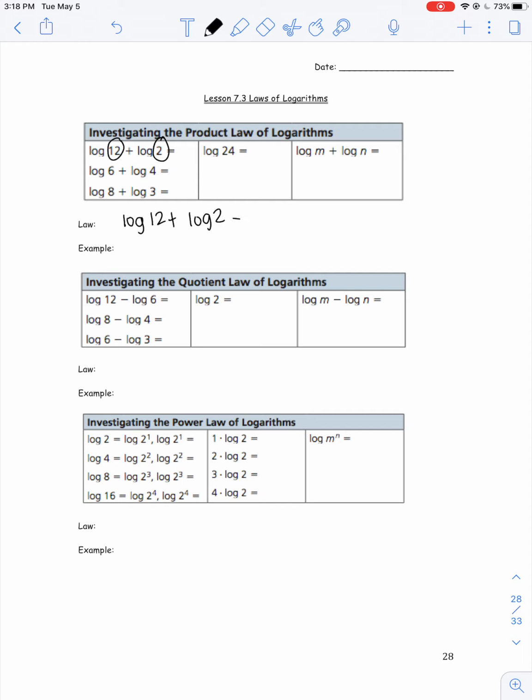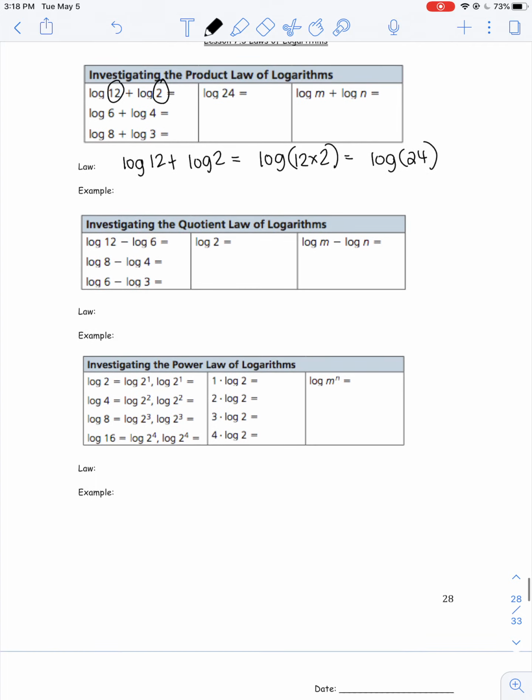So log base 10, if you don't see it, all you're doing is, with the 12 and the log of 2, you're writing it as log of 12 times 2, and so that would be log of 24. If you were to evaluate log of 24, that would be the same as adding log 12 plus log 2 by itself.